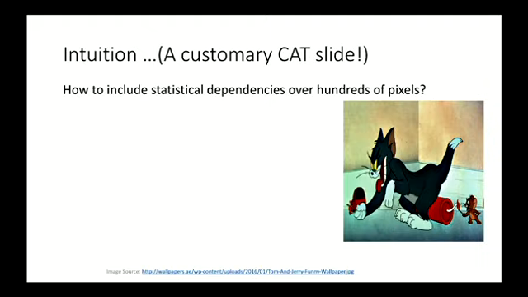Okay. Let's start with the customary cat slide. So if we see the cat body over here, we see that most of the pixels are correlated to each other. So the question is, how do we encode this correlation in our model?